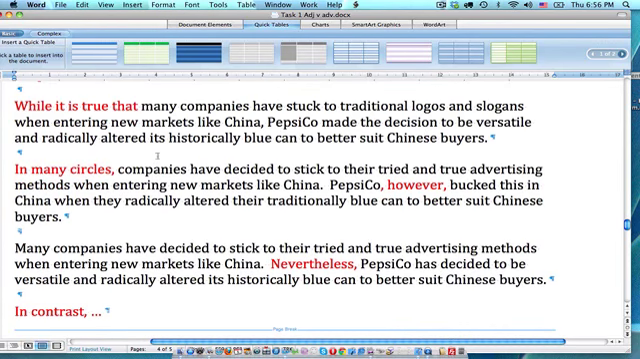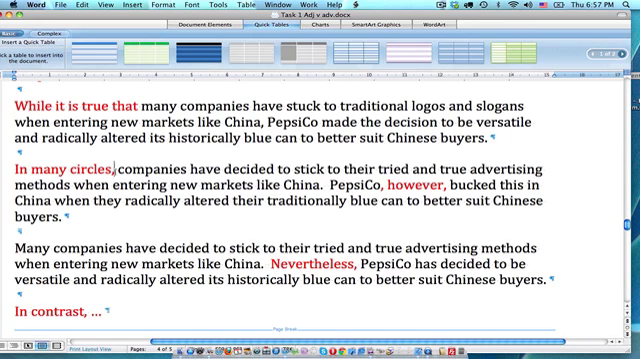While it is true that many companies have stuck to traditional logos and slogans when entering new markets like China, comma, PepsiCo made the decision to be versatile and radically altered its historically blue can to better suit Chinese buyers. So, while it is true that A, and then comma, B. In many circles, comma, companies have decided to stick to their tried and true advertising methods when entering new markets like China. PepsiCo, comma, however, comma, bucked this in China when they radically altered their traditionally blue can to better suit Chinese buyers.